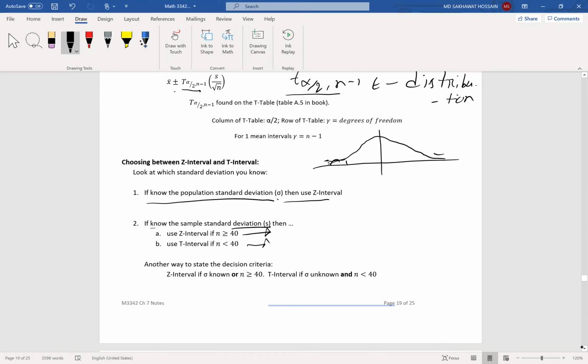So another way to state the decision criteria: Z interval if sigma is known or n is greater than or equal to 40, and T interval if sigma is unknown and n is less than 40. So if sigma is known or n is greater than or equal to 40, you can use Z interval. But if sigma is unknown and n is less than 40, then you should use T interval.